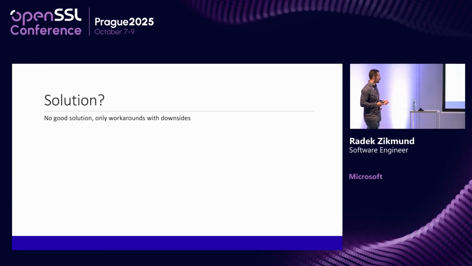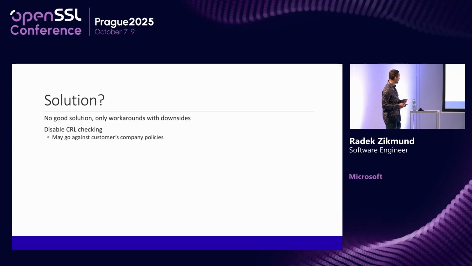So we don't have a good solution to that. We have only some workarounds, and not necessarily even good workarounds. The first one is just don't parse those lists and don't check revocation. But that's not something that we can decide as library developers. That's something for our users to decide, whether they need it or not in their environment.